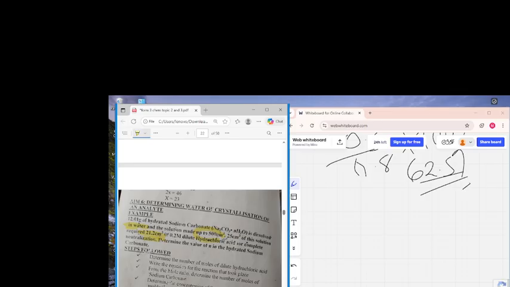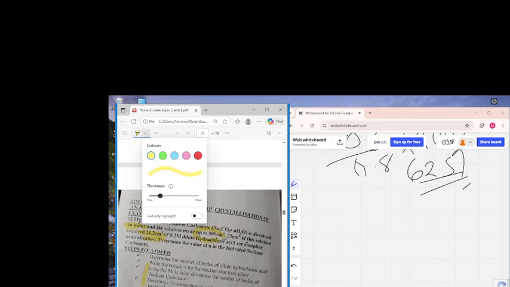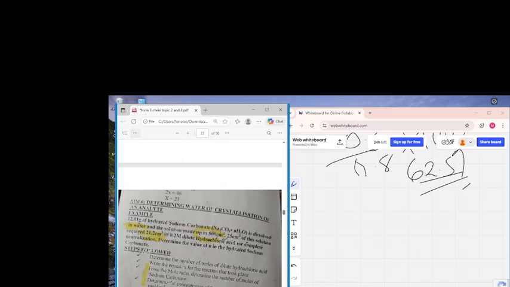Determine the value of N in sodium carbonate. So what's reacting is HCl and is it sodium carbonate or calcium carbonate? Sodium carbonate. Yes, sodium carbonate.